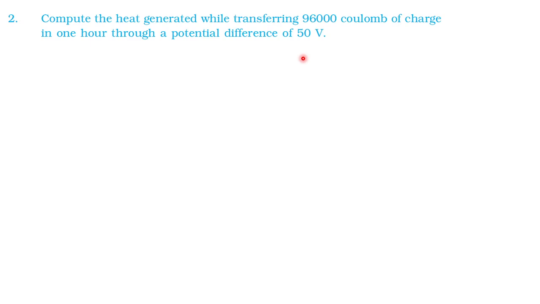It is actually a tough question. Okay, 96,000 coulombs of charge flows in 1 hour through a potential difference of 50 volts. How to do this question?